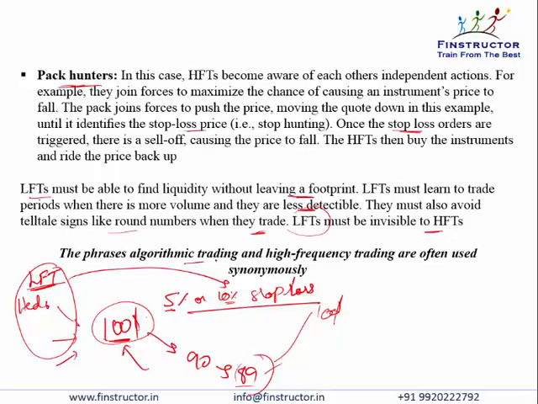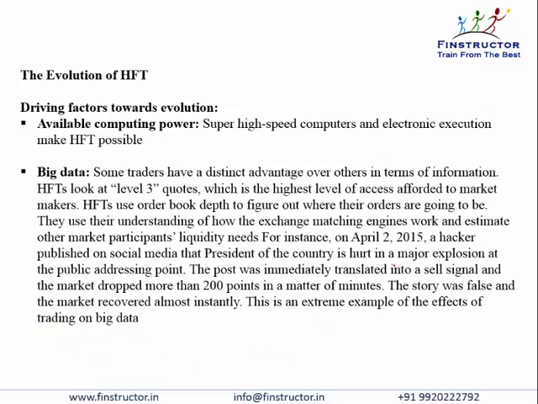The phrases algorithmic trading and high frequency trading are often used synonymously. So what has led to the evolution of this high frequency trading? So first of all is the high computing power that is now available. So super high speed computers and electronic execution are making high frequency trading possible. Big data and analytics are now available. So some traders have a distinct advantage over others in terms of information.